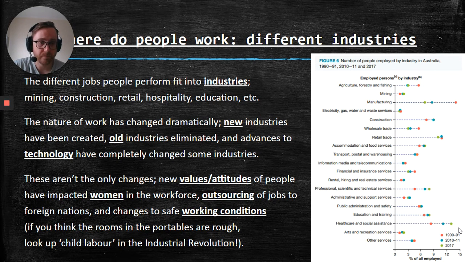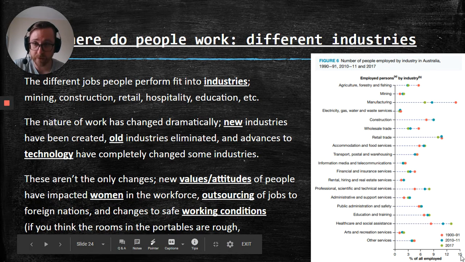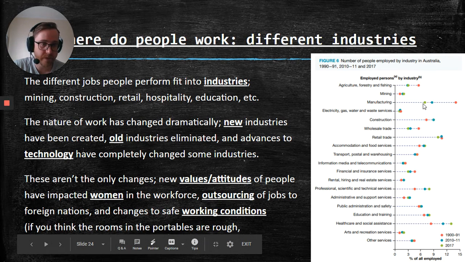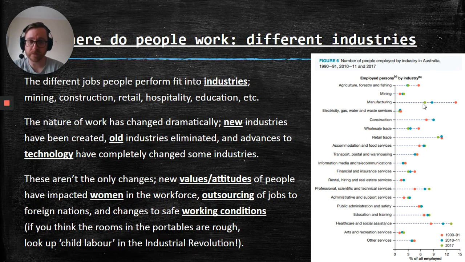So if I look at, for example, manufacturing. So red is the first dot we're looking at. So in 1990, 15% of all Australians worked in manufacturing. But then 10 years later, who taught me maths? 20 years later, that blue dot's going way down. Now we're just below 8% working in manufacturing. And then 2017, we've gone further down to like 7%. So it's interesting seeing how manufacturing jobs have decreased.